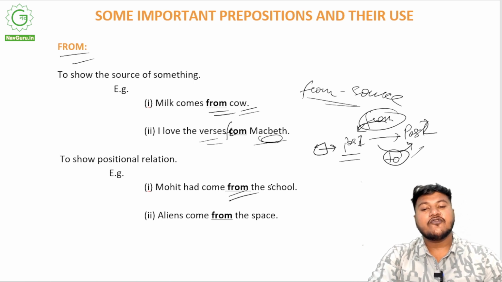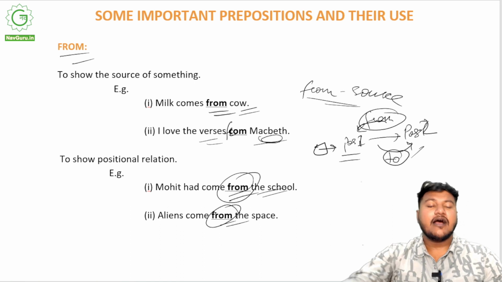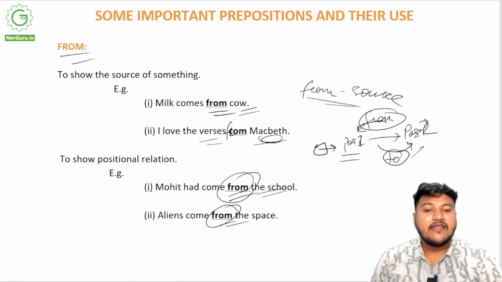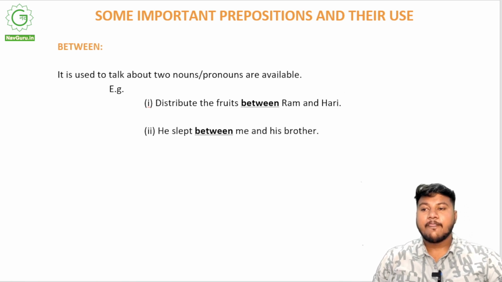Mohit had come from the school. Aliens come from the space, right? Okay, he has come, but where has he come? He has come home. Aliens come from the space, but where do they come to? They come to Earth. Mohit comes to home, but where do they come from? That is the question that is being answered. So if we are asking the question where was their original position, then we use from, right?